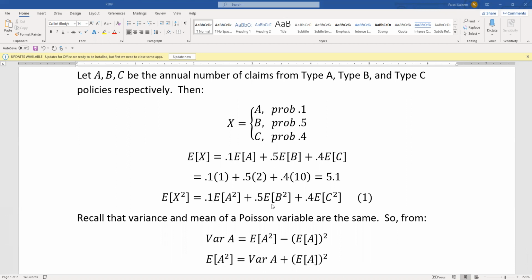E of X squared, then for this kind of a distribution, would be 0.1 times E of A squared plus 0.5 E of B squared plus 0.4 times E of C squared. And now recall that the variance and mean of a Poisson variable are the same. The reason why we need to know this is because we need to evaluate these expected values of the squared variables. And for that, we use our basic formula that variance of any variable equals E of A squared minus E of A whole square.